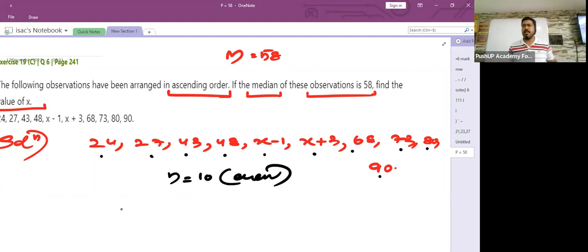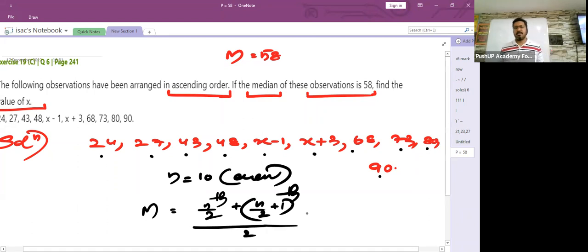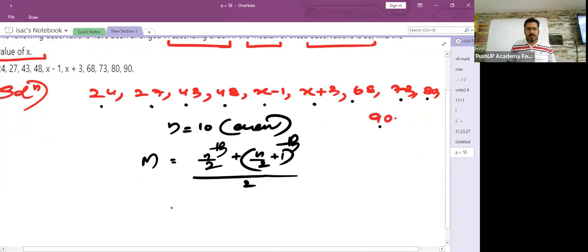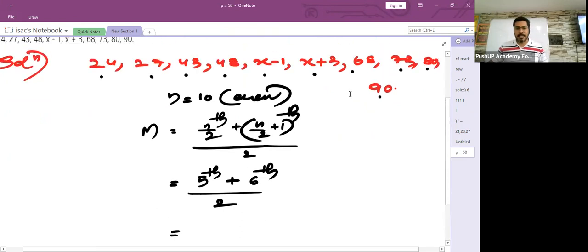how do we get the median value? The median value will be the n by 2 th term plus the n by 2 plus 1 th term, whole divided by 2. This is how we find the median. So this is going to be 10 by 2, which is 5. So the 5th term plus 10 by 2 plus 1, that is the 6th term, whole divided by 2. Okay.